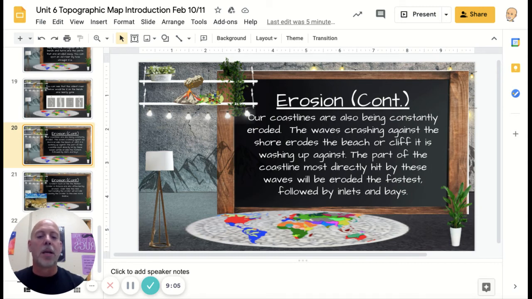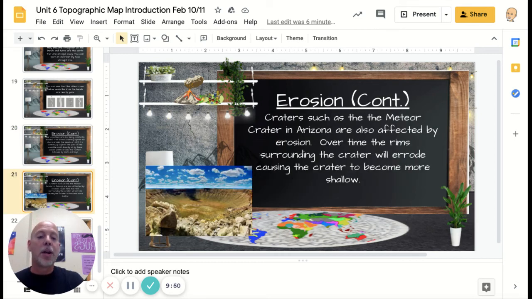Our coastlines are also being constantly eroded. The waves crashing against the shore erode the beach or cliff they are washing up against. The part of the coastline most directly hit by these waves will be eroded the fastest, followed by inlets and bays. The beach that faces directly to the ocean will take the brunt of the heavy storms coming in, the larger waves. It will face more erosion quicker than, say, a bay that's inside, protected a little bit by maybe some land or a mountain. But even the bays will eventually erode because even they will get erosion from waves, just not as large as what you'd have right on the coastline.